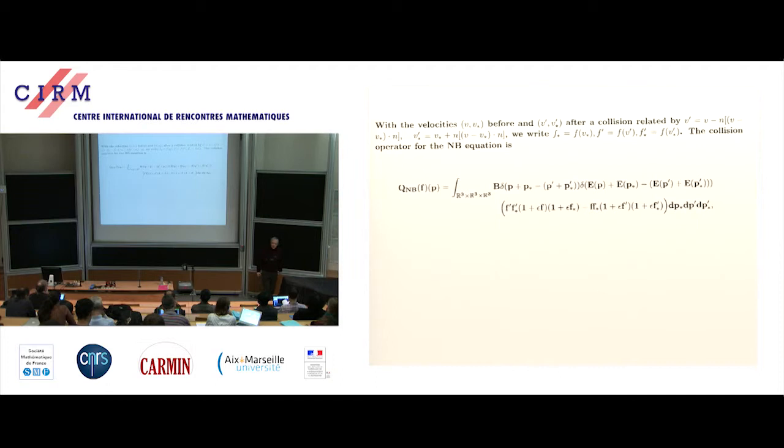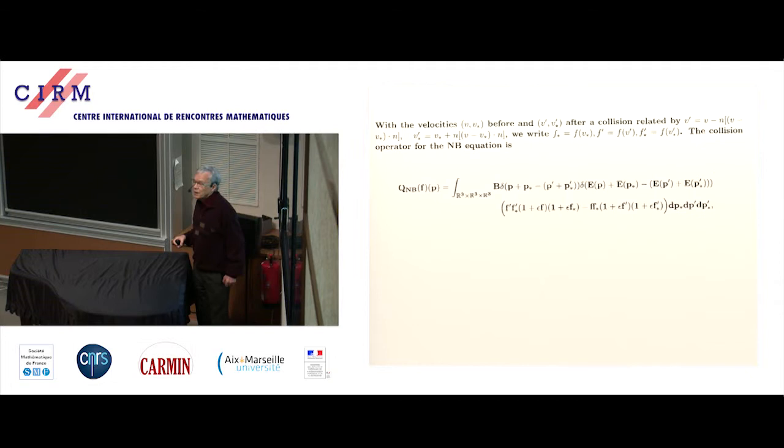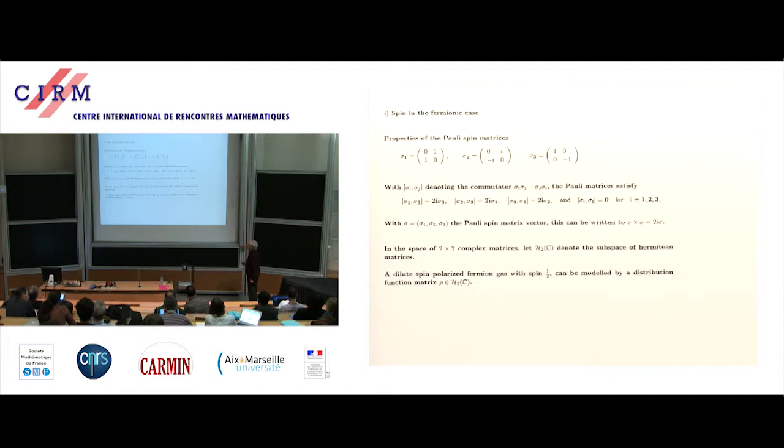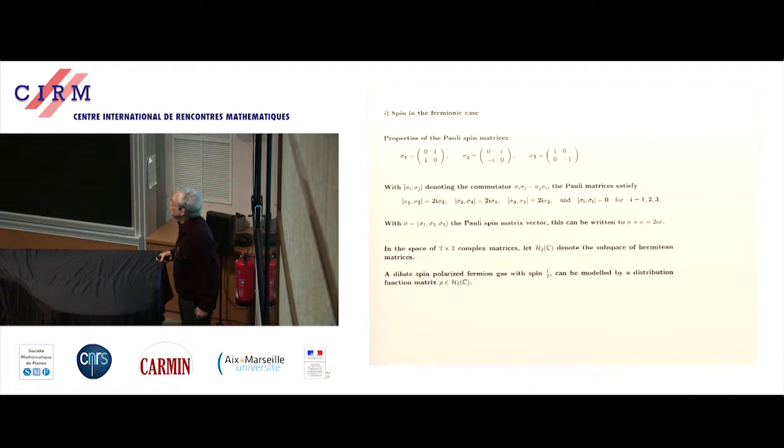You can add spin in the fermionic case by switching from densities to functions with values among 2 times 2 Hermitian matrices. And we recall that the Pauli spin matrices are Hermitian, and the space of 2 times 2 Hermitian matrices is spanned by the Pauli spin matrices and the identity matrix. If we have a gas with spin and we represent it by a function with values in these 2 times 2 Hermitian matrices, then it turns out to have interesting new properties in comparison with the classical case. For instance, you can have spin waves and sound waves going in different directions.